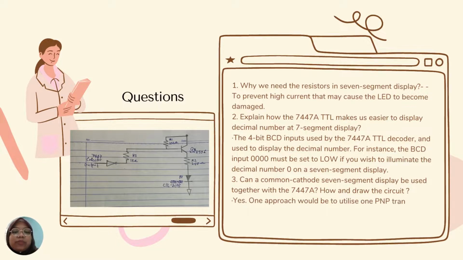Okay, for the next question, can the common cathode 7-segment display be used together with the 7447? How, and draw the circuit? My answer is yes, because one approach would be to utilize one PNP transistor and 2 additional resistors in addition to the typical segment resistor. Due to its ability to drive both common anode displays and common cathode displays, the 7447 on a 7-segment display makes it easier to display decimal numbers. I also drew the circuit regarding the question.